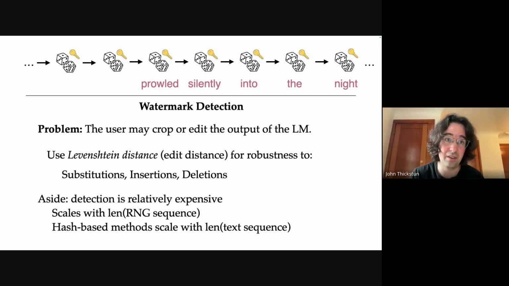I will say, as an aside here, that this means the detection of this watermark is relatively expensive compared to these hashing-based approaches. So it scales with the length of this RNG die roll sequence, whereas the hash-based methods only scale with the length of the test sequence that you're testing. And as we've seen, we want to make this RNG die roll sequence quite long so that we minimize the chance of collisions when we're selecting subsequences of the RNG die sequence. So there's some tension here between the cost of running detection of this watermark and getting this distortion-free guarantee by using a really long RNG sequence.